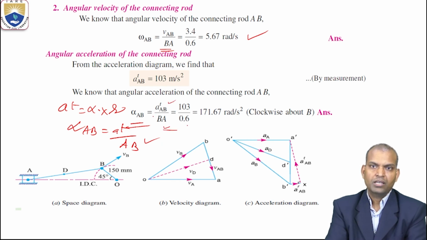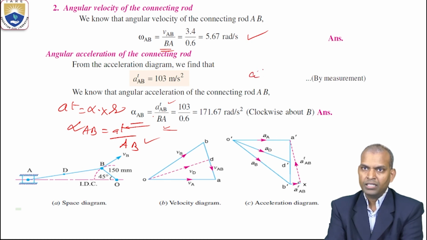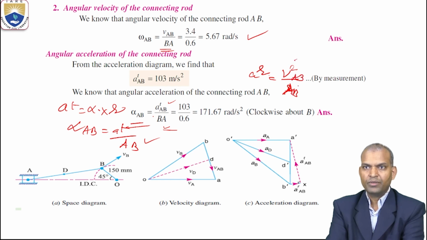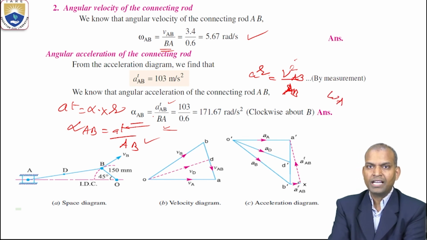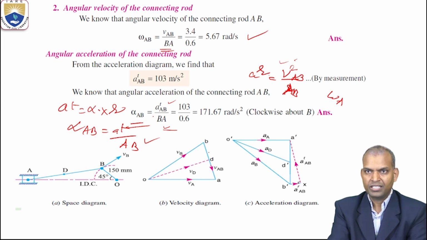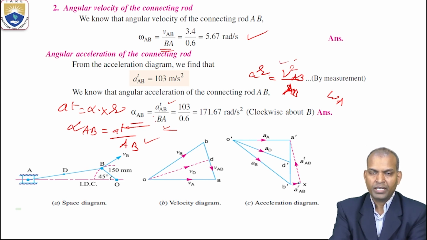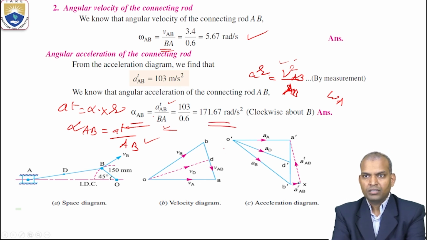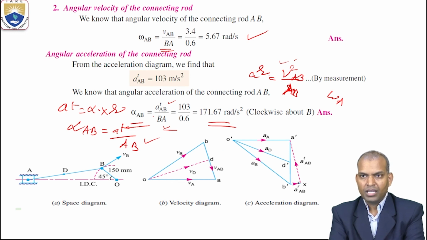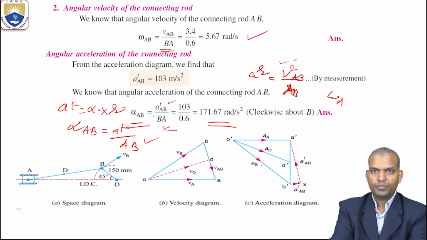by BA. Why have we used the tangential component here? Why not the radial component? The radial component formula is V square by R, V square by AB. From that, V equals omega AB. But we want angular acceleration, and there is no acceleration component there. That's why we use the tangential component, that is ATAB by BA. From that, 171.67 radians per second square, clockwise about point B.